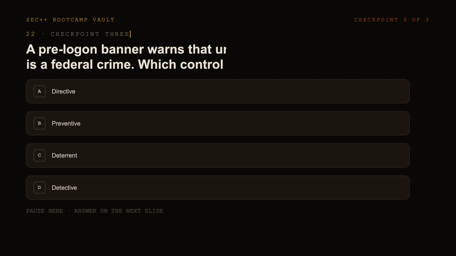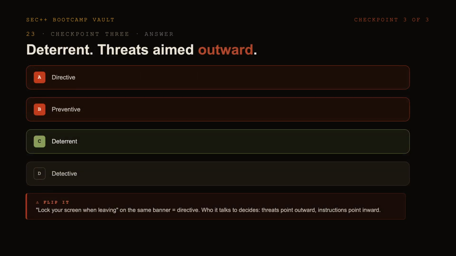Last checkpoint, and it is the nastiest one. Before users log into a government computer, a message pops up saying unauthorized access is a federal crime and violators will be prosecuted. What control type is that banner? A. Directive. B. Preventive. C. Deterrent. D. Detective. Careful. 2 of these answers are built to feel right. Think about who the message is aimed at and whether anything is actually being blocked. Pause now. The answer is C.